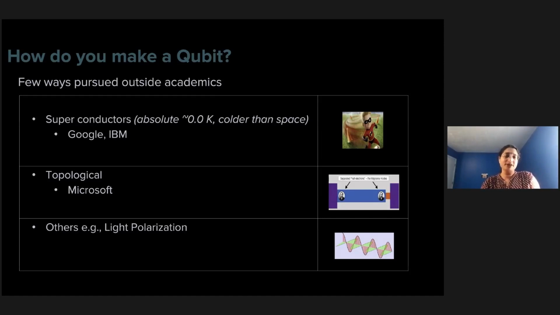Now, how do you make a qubit? Google and IBM use superconductors to make their qubits, which means the hardware needs to be kept at absolute zero temperature. That means colder than space. Whenever I imagine the electrons, why do you have to keep them colder? Because that's when the superconductivity will be at its max.